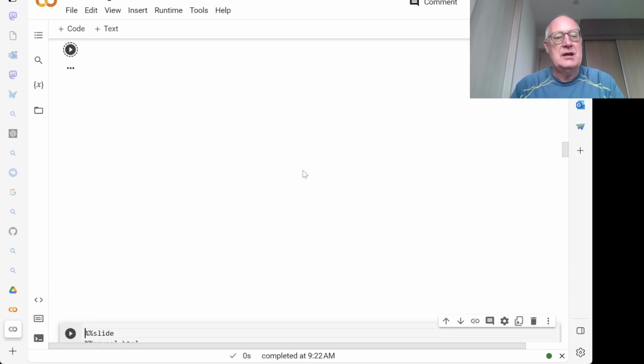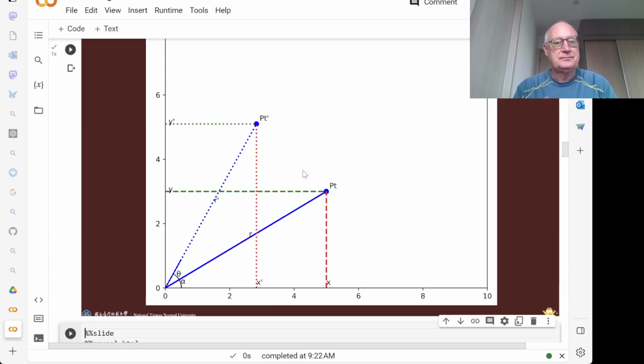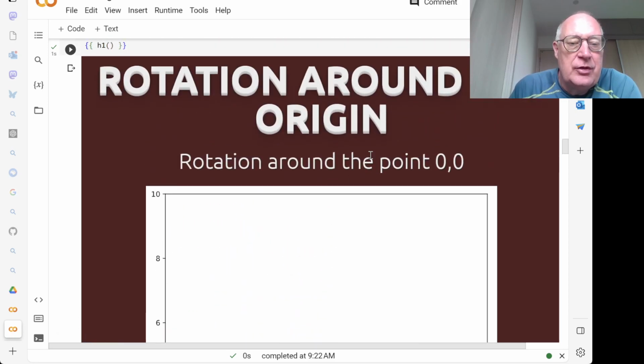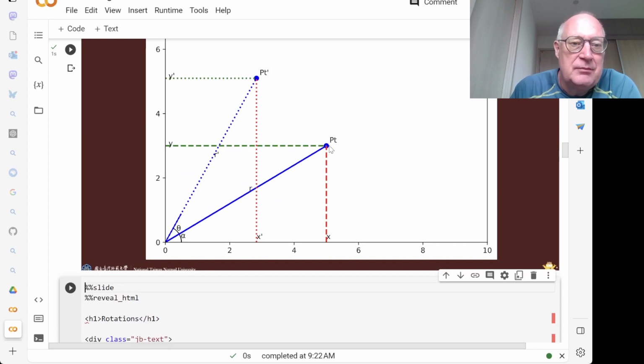So now let's have a look at rotation around the origin. This is a little bit more interesting. So I have a point PT that rotates by an angle alpha around the origin. So the origin is here on the left. Then I end up with a new point PT dash. And the question is, if my original point PT has coordinates x and y, then what are the coordinates x dash, y dash for the rotated point?